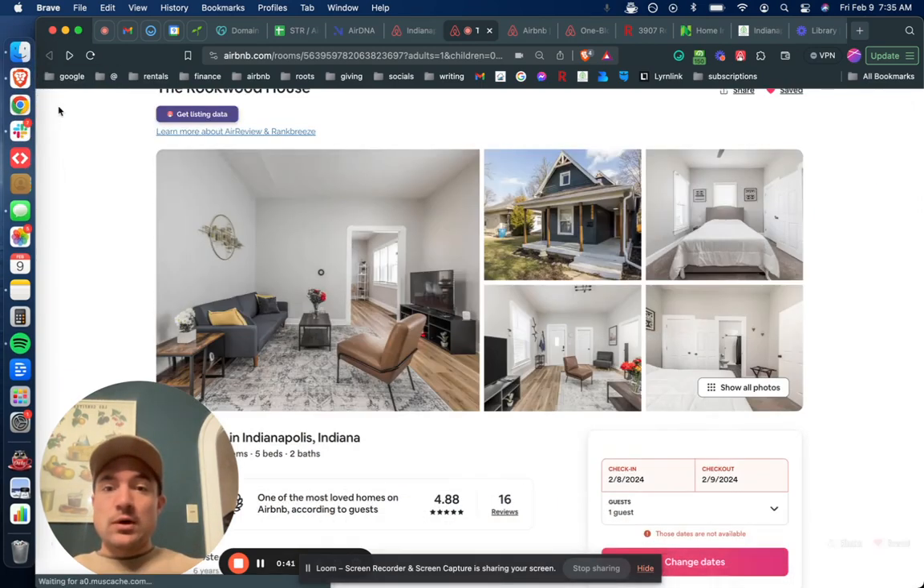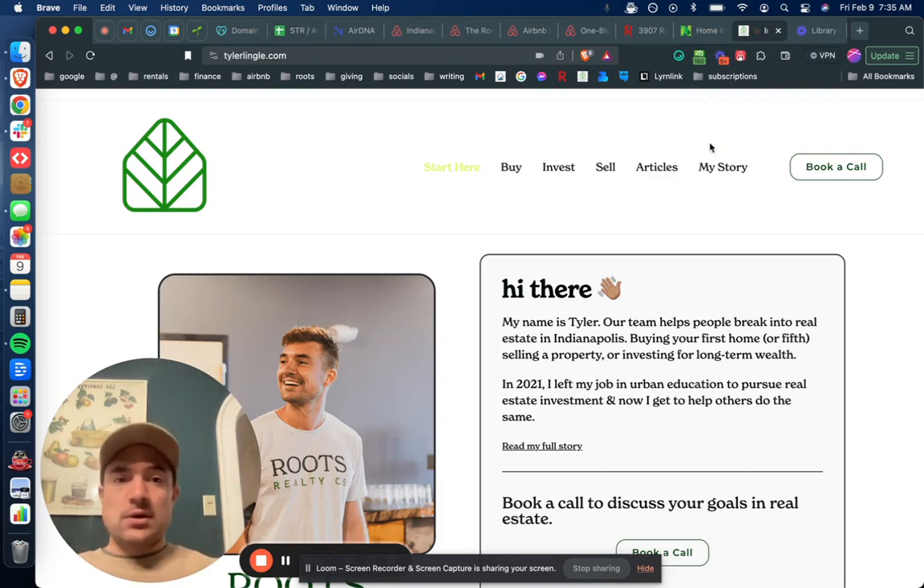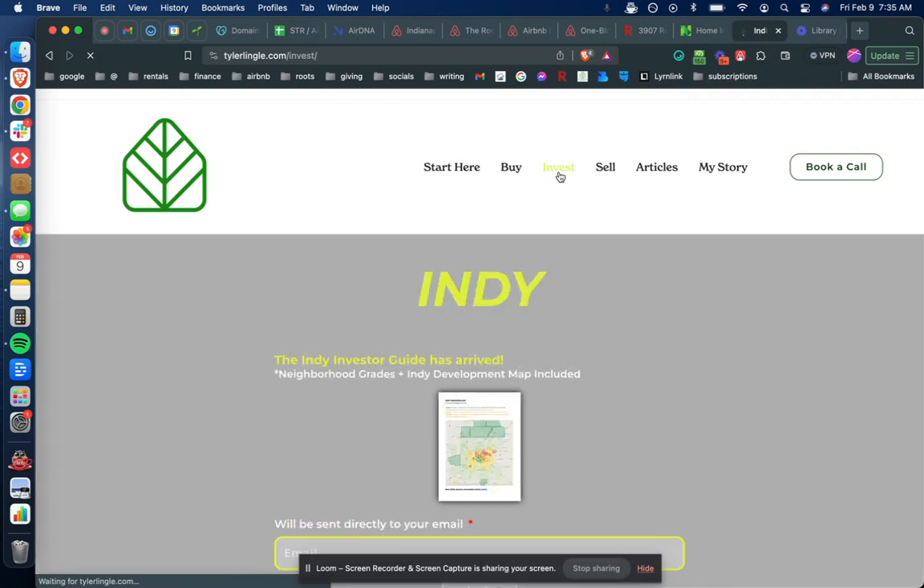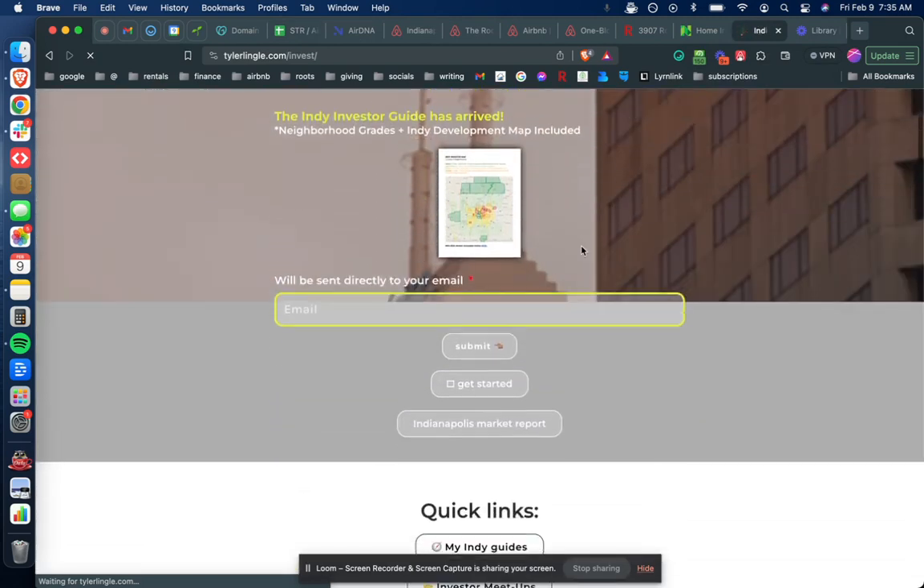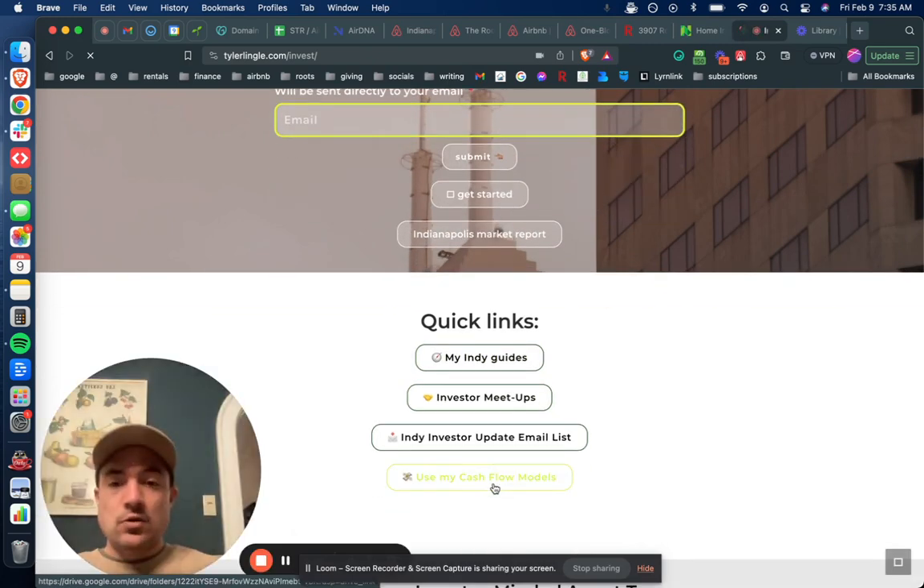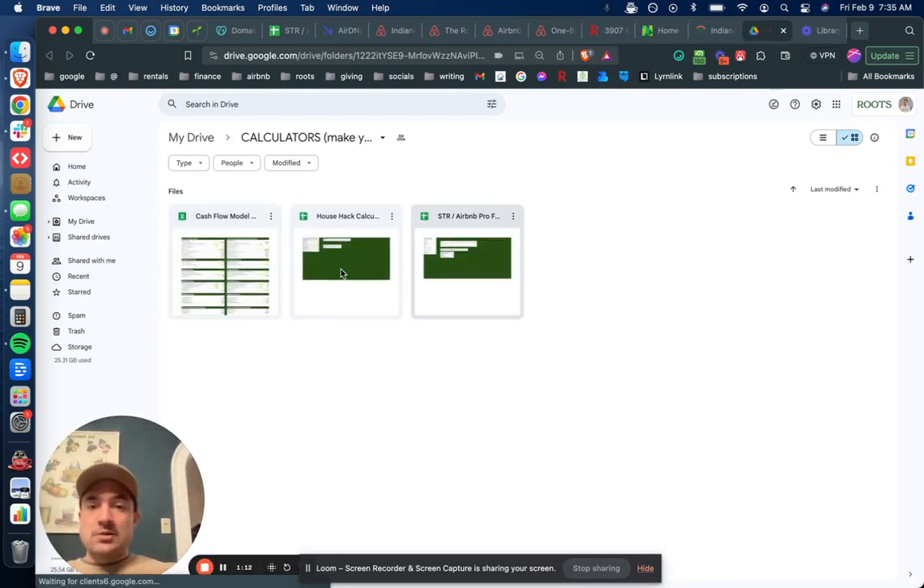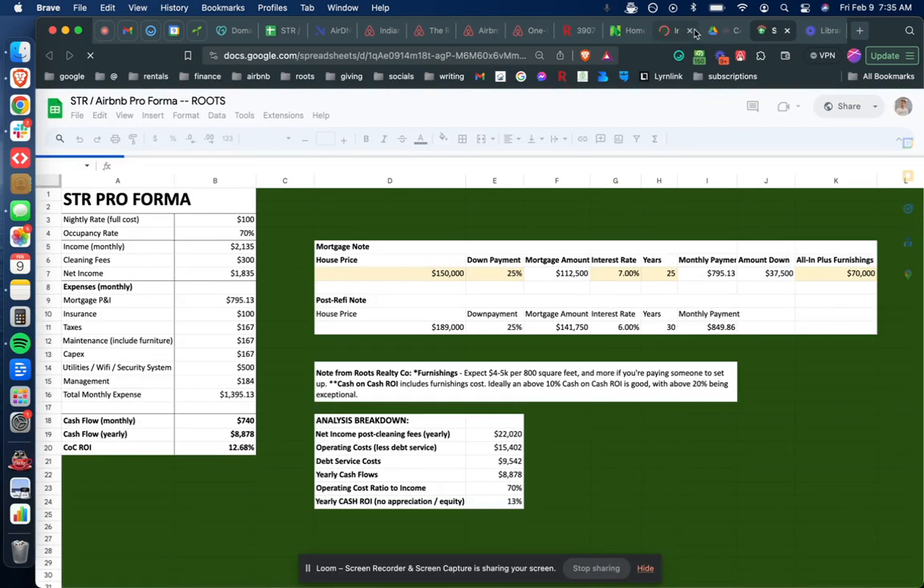So I have my Airbnb listing, but also what you're going to want to pull up is my STR Airbnb calculator found on my website, tylerlingle.com. So I already have it pulled up right here. And if you go to invest, and you go down to use my cash flow models, boom, we have a cash flow model, a house hack model, and boom, STR Airbnb pro forma model. So I will pull that up.